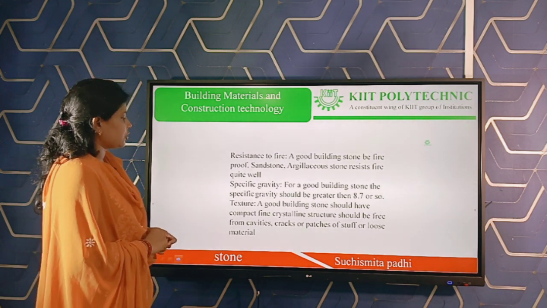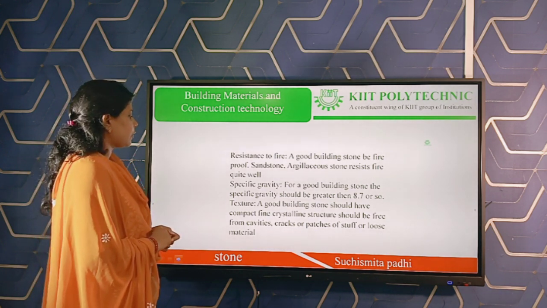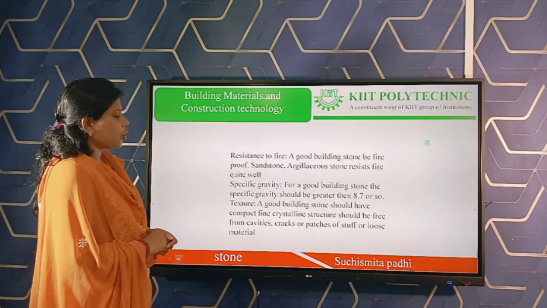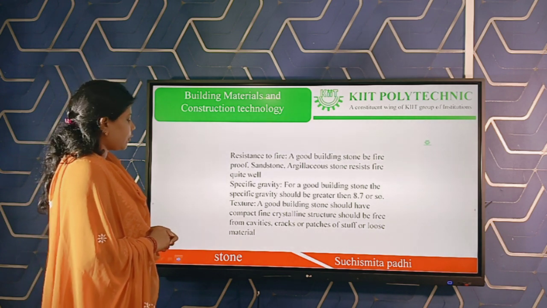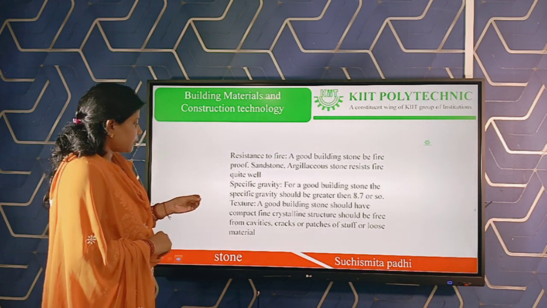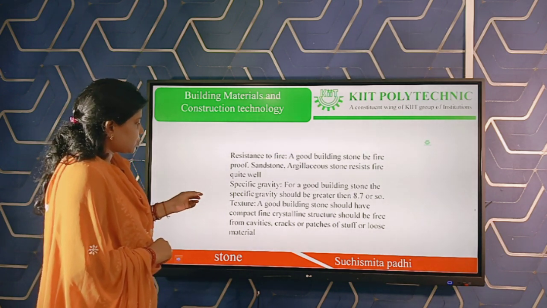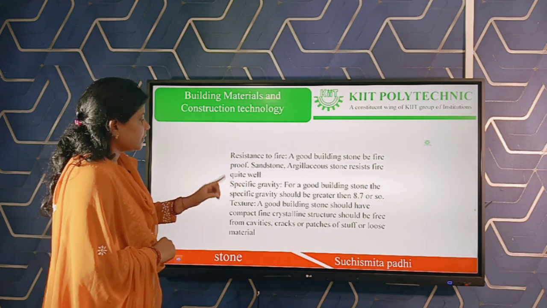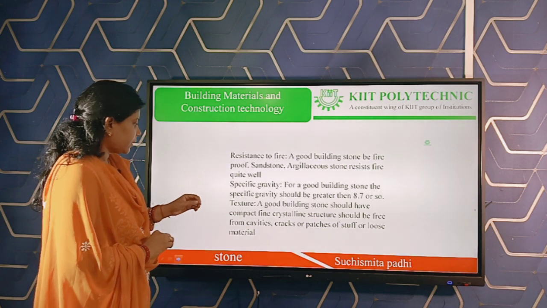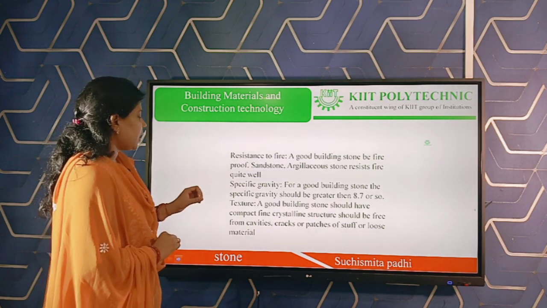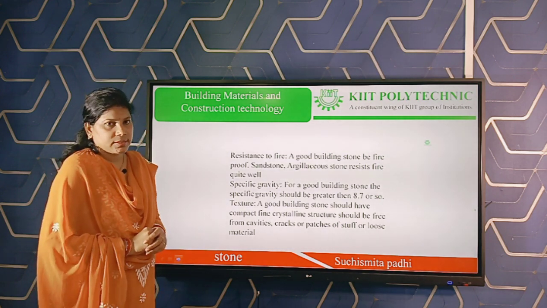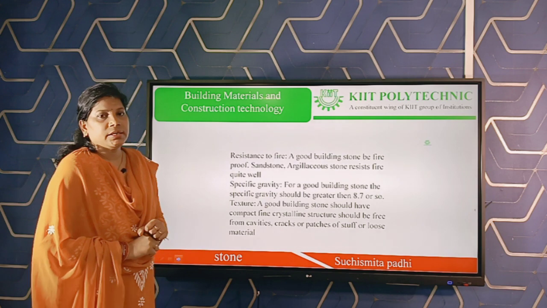Then the last one is texture. A good building stone should have a compact, fine, crystalline structure, free from cavities, cracks, patches of soft or loose materials. It must be crystalline in structure, free from cracks, patches or loose materials, and it must be granular in structure.